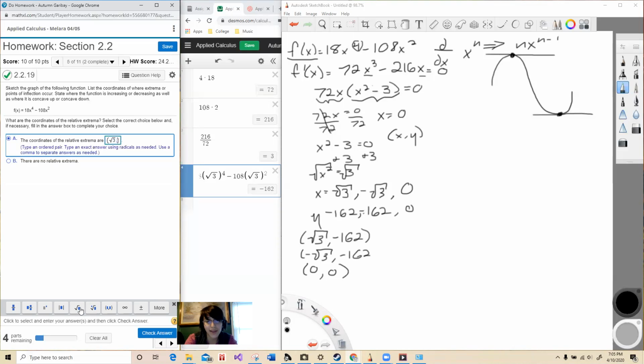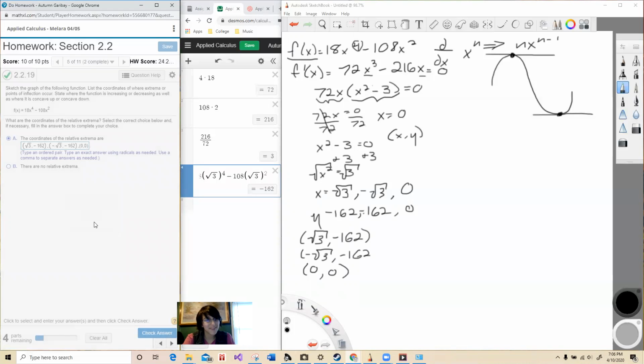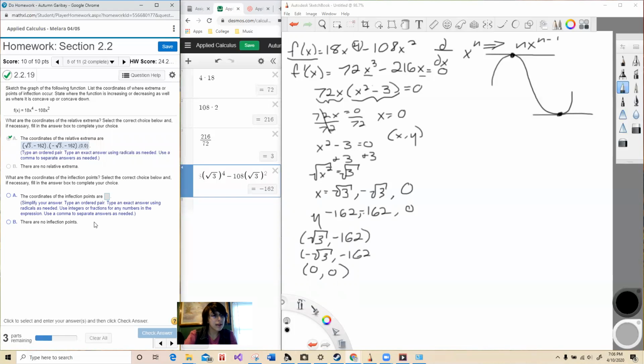Make sure you're plugging everything in right. What's under the square root should be under the square root and nothing else. We have 3 answers, so we're going to separate our ordered pairs by commas. We have negative root 3, comma, negative 162, another comma, and 0, 0. All right, let's see if that's right. Nice work.